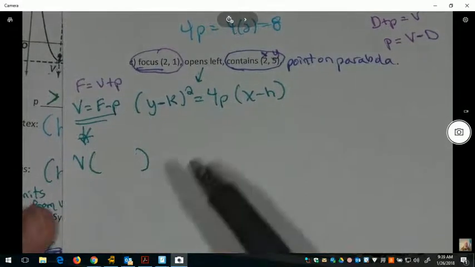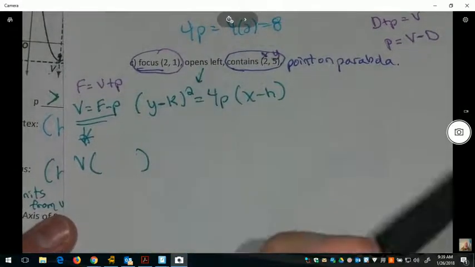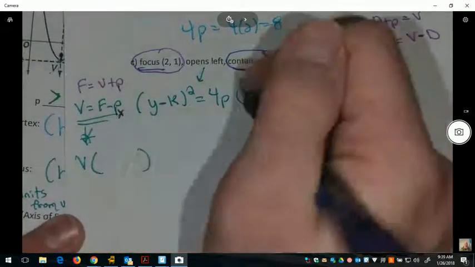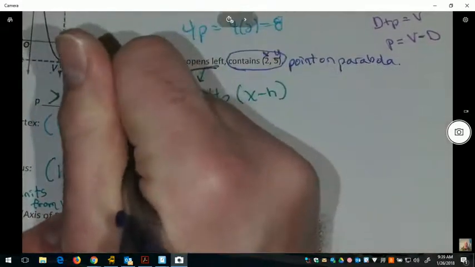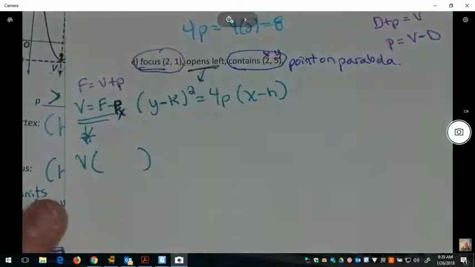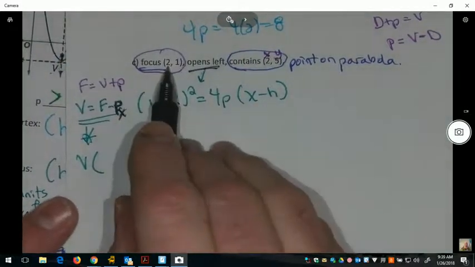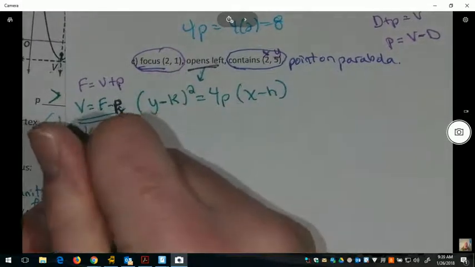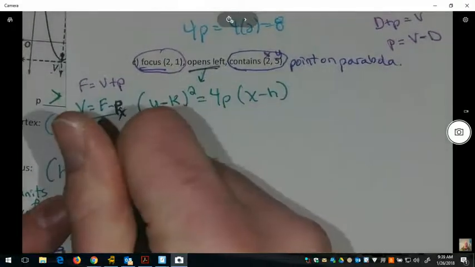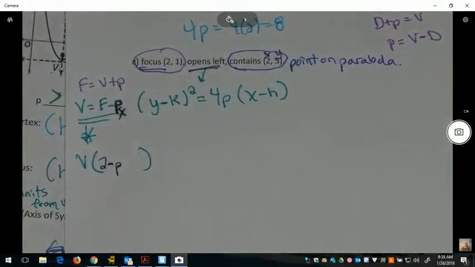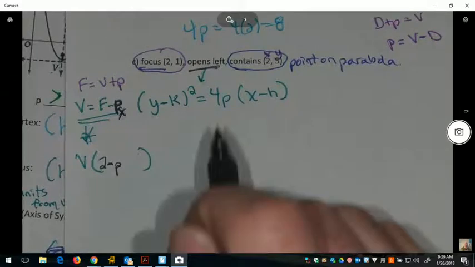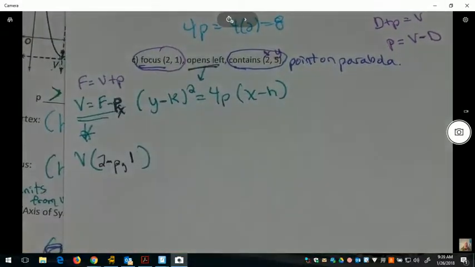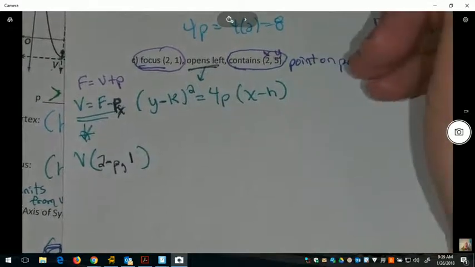Our vertex, since it's opening to the left, it's going to be the x coordinate that p changes. And that's because it's opening to the left, the x coordinate will change on the value of p. So right now it's 2. It's going to be 2 minus the value of p for our vertex. If I knew the value of p, I could easily find the vertex by subtracting it from the focus. The y coordinate of the vertex will be the same, just like it was for letter A above.